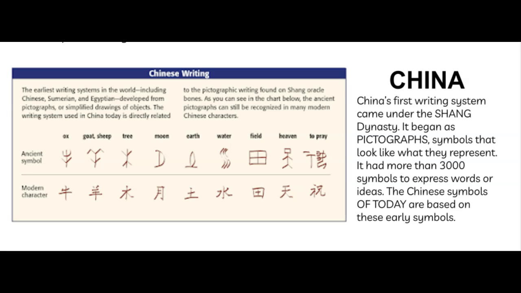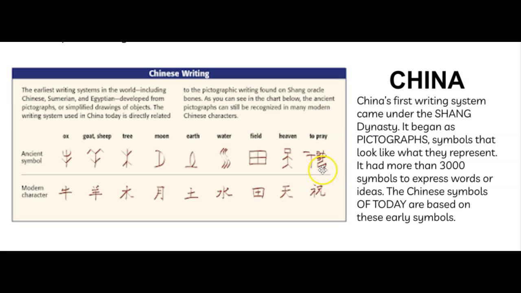Last, let's talk about the language found in China. China's written language began during the Shang Dynasty. It began as what are called pictographs. If you look in the picture to the left, you can see them. Basically the symbols look like what they're trying to represent. So the water kind of looks like water. A field kind of looks like a field. I don't know about the goat and the sheep, but you can decide what you think about that.